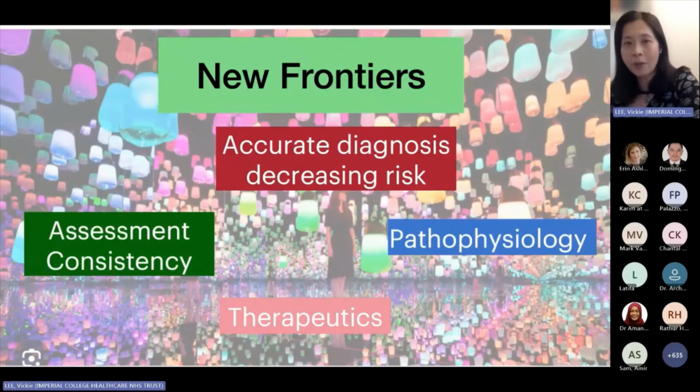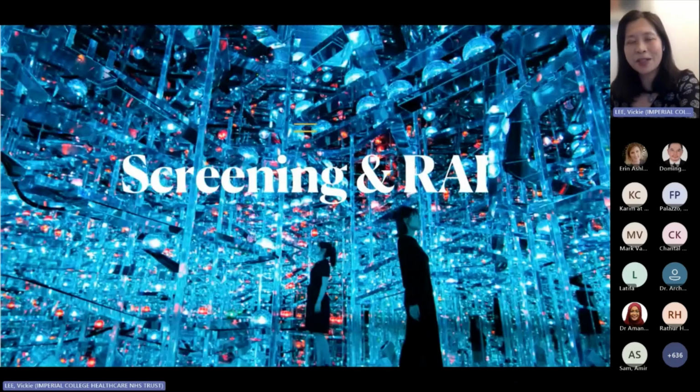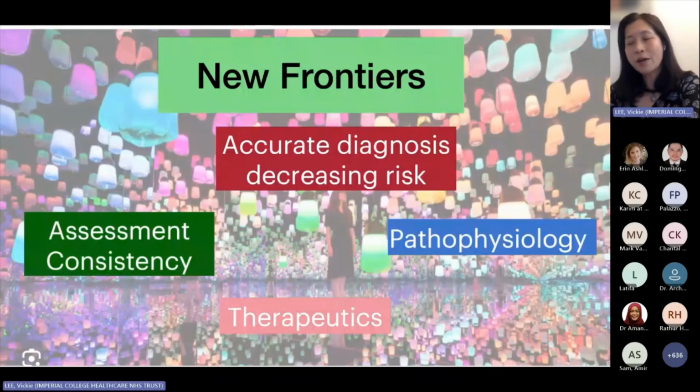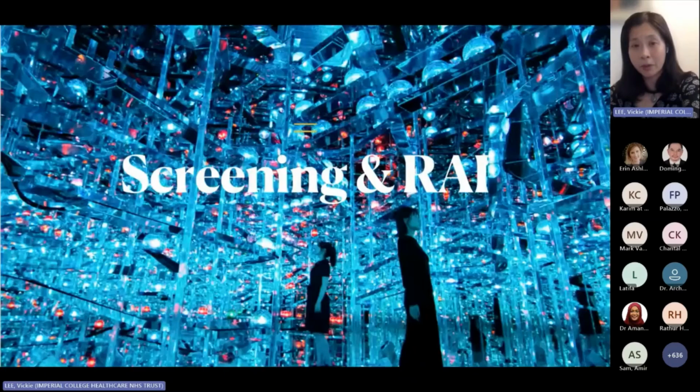So here I'm going to talk about the new frontiers in the disease, and we're living in very exciting times. So the main 4 areas I'm going to address is to try to improve the diagnosis and decrease the risk of TED, improving assessment consistency, talking about advances in pathophysiology, and looking at new therapeutics which have been developed.